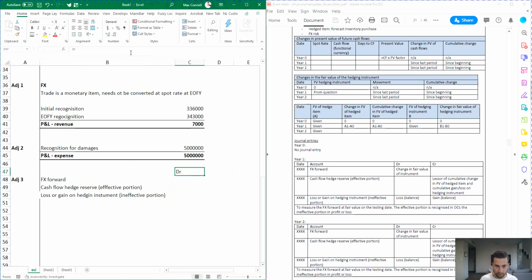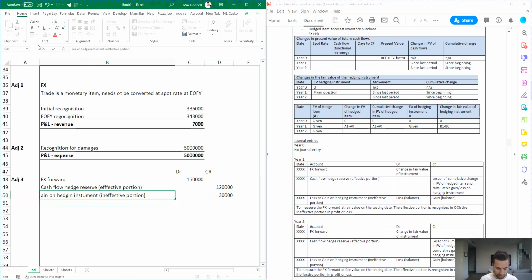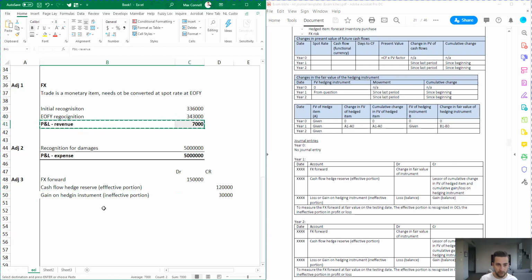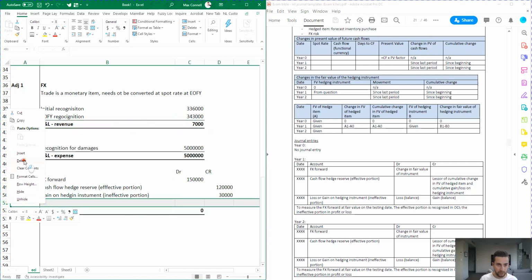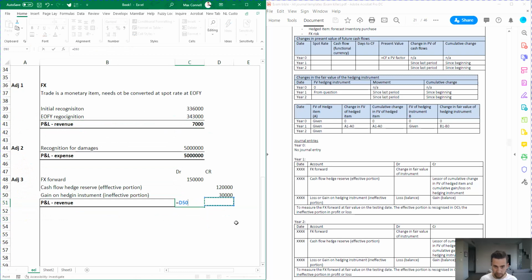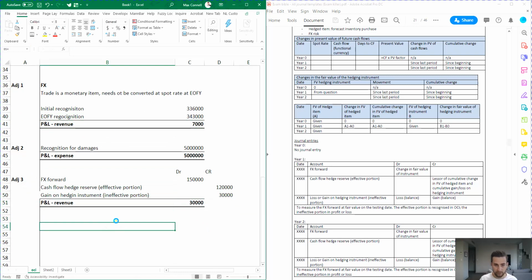So it's going to be debit, credit. Debit's going to be 150,000. That was the change in the fair value, and this one was the lower of the change in the underlying item and the change in the fair value. So we agree that that was 120, and we know that this is the difference between the two. It's going to be a credit, therefore it's going to be a gain. So I'm just going to remove the loss part. So we're going to go gain. So what we're going to do is we're going to go P&L. So this is what our P&L is going to do now. Our P&L is going to be a gain of revenue of 30,000.